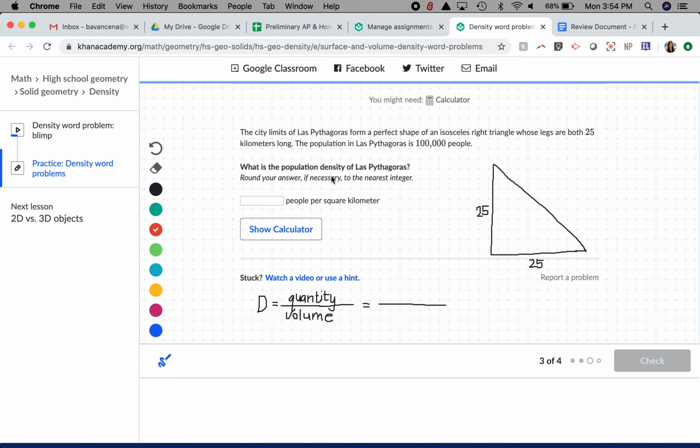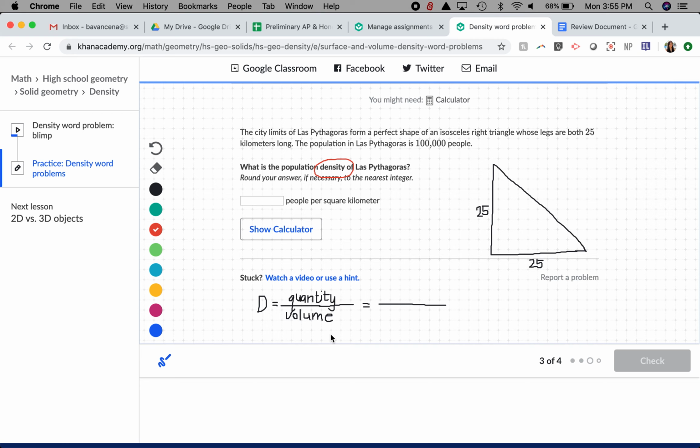Whenever we're talking about density, this concept explains how tight or how spacious things are within a given shape. So in this situation, I've drawn here this town of Las Pythagoras where the legs are equal and they both are 25 kilometers long. We are also being told that there are 100,000 people who live in this town. So the question of population density is really talking about how close these 100,000 people live to each other if this is the size of their town.